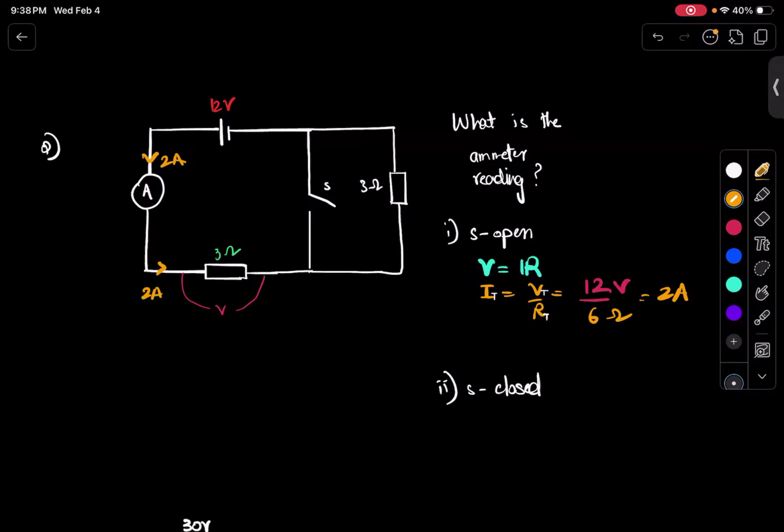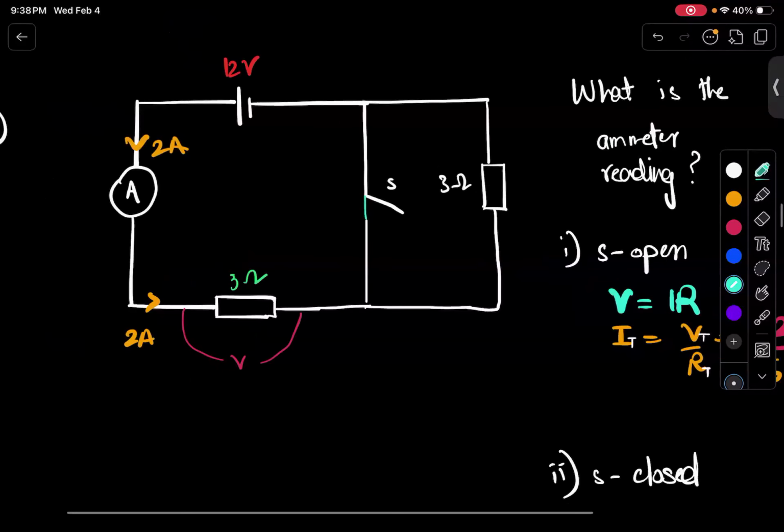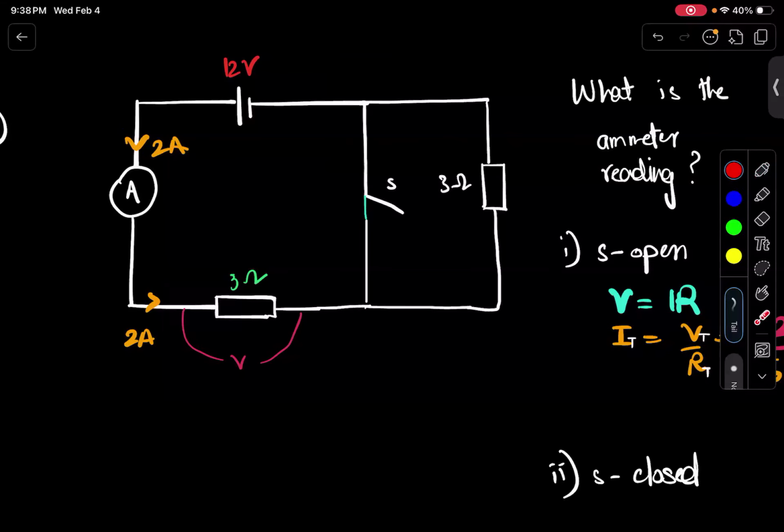Now, what if the switch is closed? If the switch is closed, do you notice that now the current has two paths to follow? And this is actually going to create a short circuit. This is basically what a short circuit is, right? It's pretty common to hear it said that this got shorted. So what does a short circuit mean? That means the circuit was literally taking a shortcut.